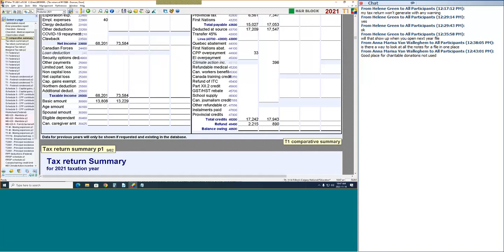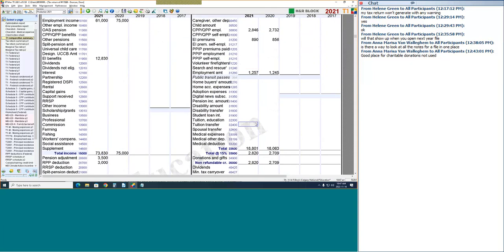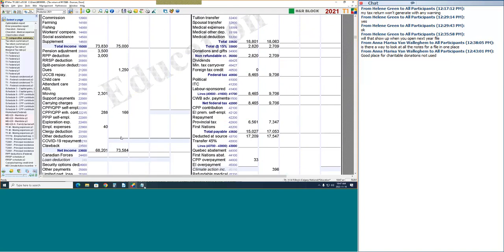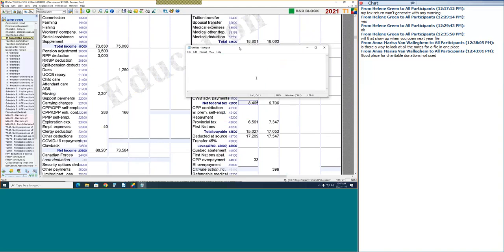So that's what we're going to look for when we're explaining a refund. Okay? Refund here, I can skip the fact that he had EI. That's not going to explain his refund. That's going to make it worse. But what are all the things that Dave Duncan did?